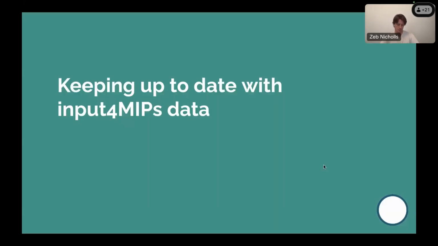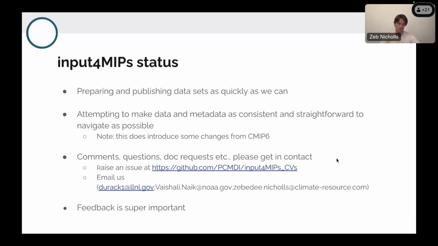So on input4MIPs more broadly, where we're up to is we're basically preparing and publishing data sets as quickly as we can. We're attempting to make our data and our metadata as consistent and straightforward to navigate as possible. Now, this does introduce some changes from CMIP6, but we think they're generally good changes.